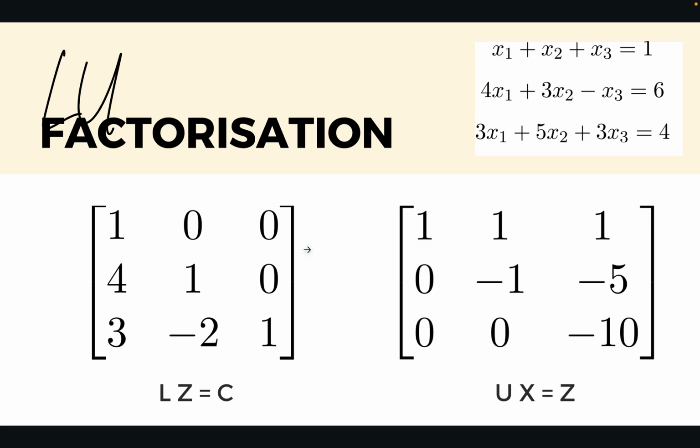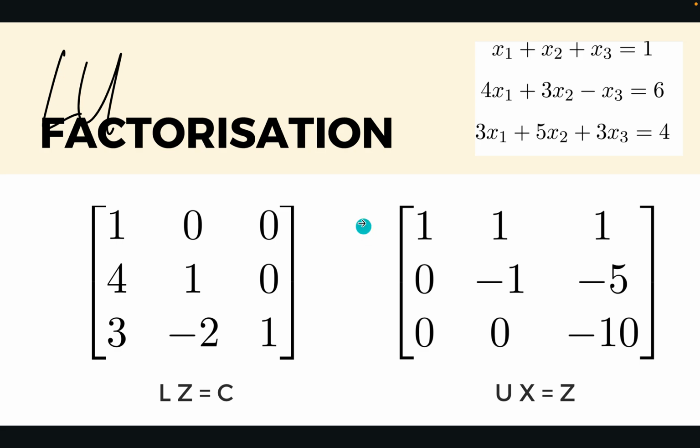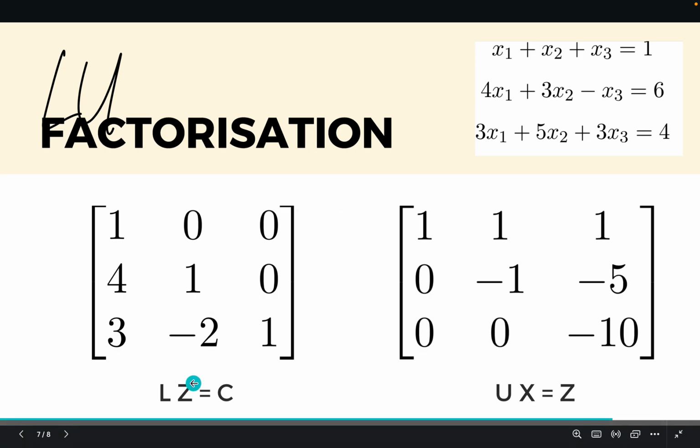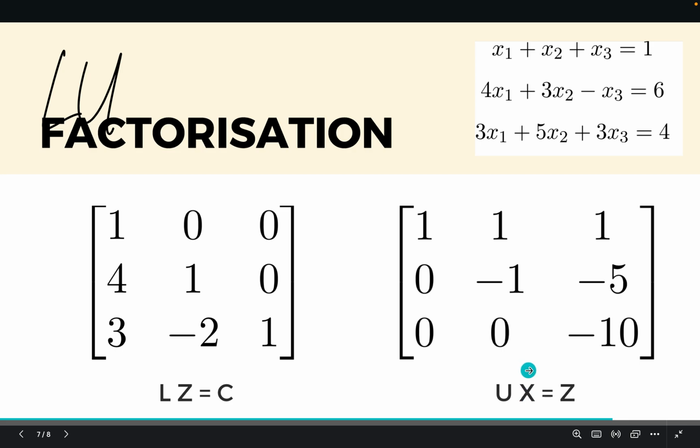Now, to solve this equation, what we do is we assume a new single-column matrix Z with variables z1, z2, and z3, and find z1, z2, and z3 using L and the initial C matrix. Once we have the values of all three z's, we use that to solve this matrix. So UX, where X was our initial variables, is equal to the Z matrix.